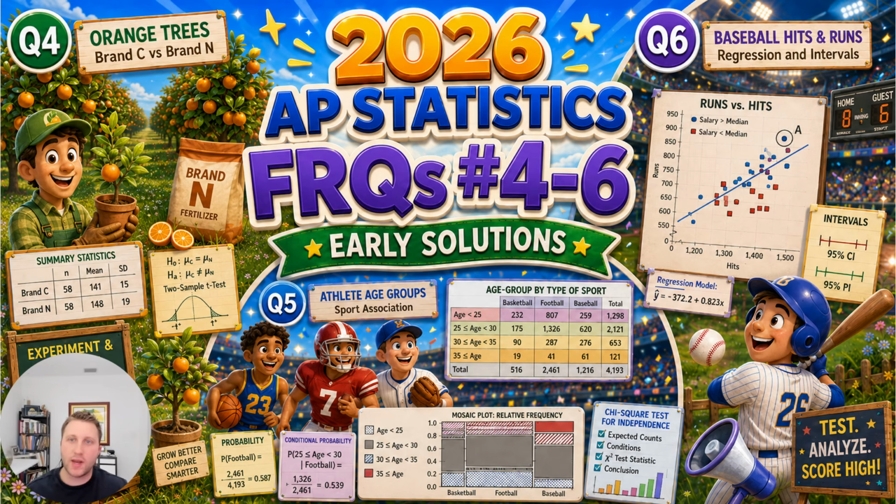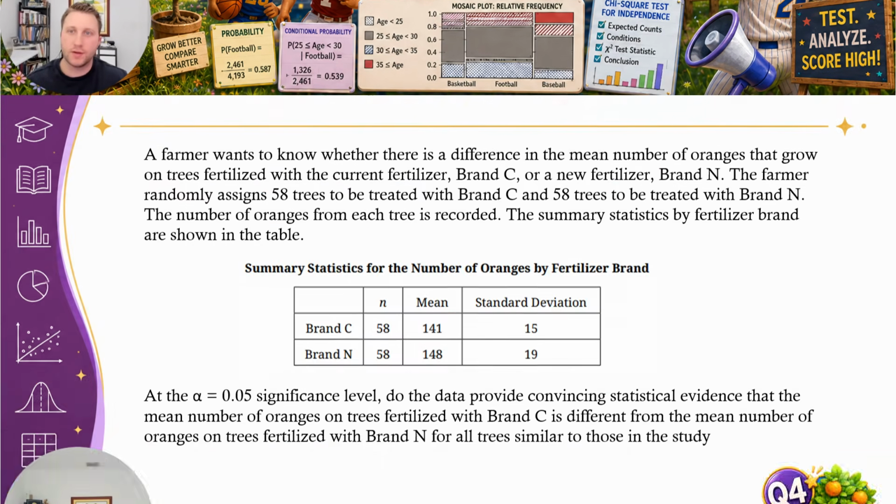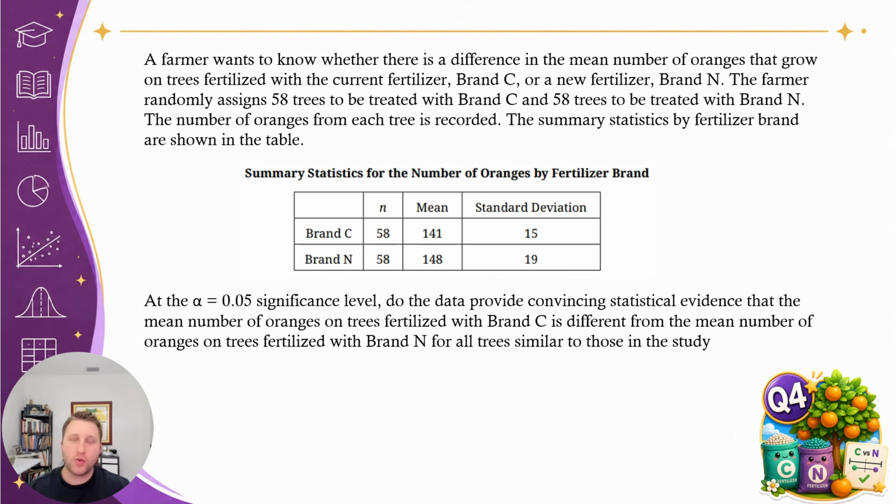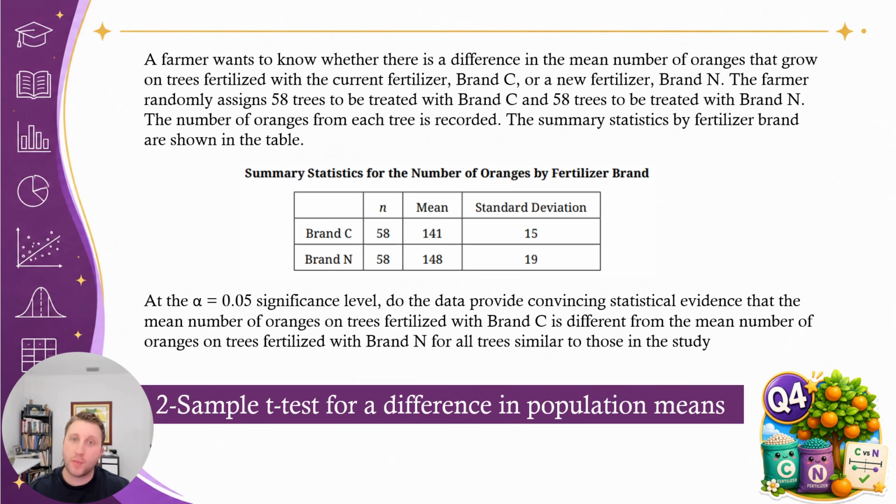Let's jump right into question 4. So this question was our inference procedure, and my students were very happy to see that this year's inference procedure was a 2-sample t-test for the difference in population means. There was a lot of speculation that because chi-square is going away, College Board was going to make the inference procedure this year one of the chi-square tests. They were just a bit nervous for that, so happy to see that it was a t-test, a 2-sample t-test.